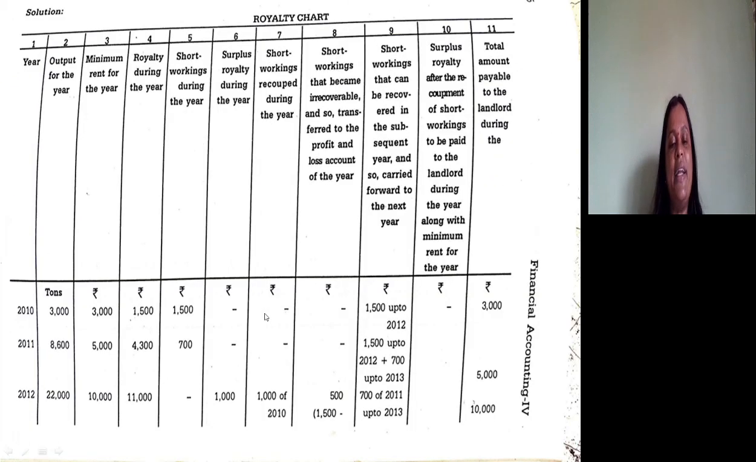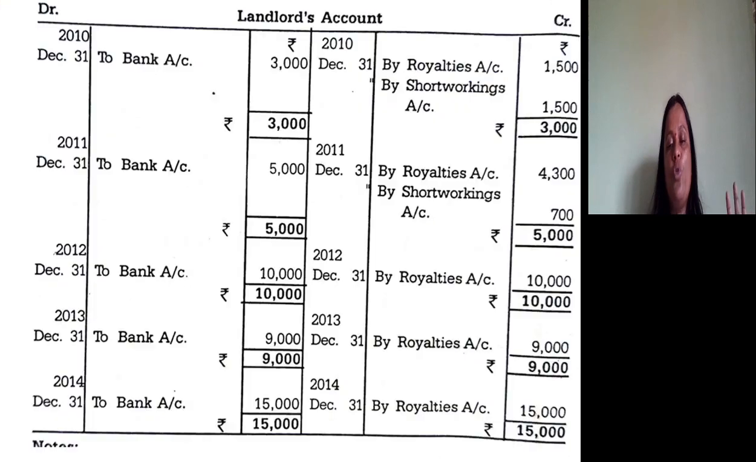Now look at the second year. So we finished passing entries for the first year. The second year situation is as usual like the first year. Royalty is less than the minimum rent. Our minimum rent is more than the royalty. First we have to pass the due entry in the books of the lessee, particularly in the lessor account. Journal entry: royalty account 4300, short working account 700, to lessor account. So 2 accounts get affected, royalty and short working.